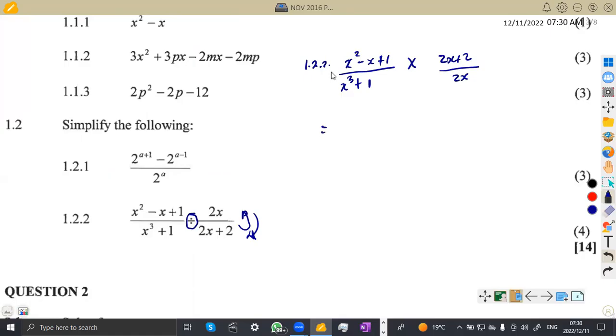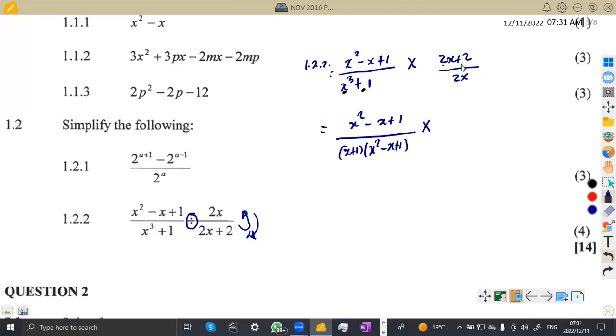All right, so from this part, we can see that x squared minus x plus 1 over x cubed plus 1. That's an identity that you're supposed to know. That is x plus 1 into x squared minus x plus 1. So guys, please know your identities, okay? It's actually factorizing x cubed plus 1.